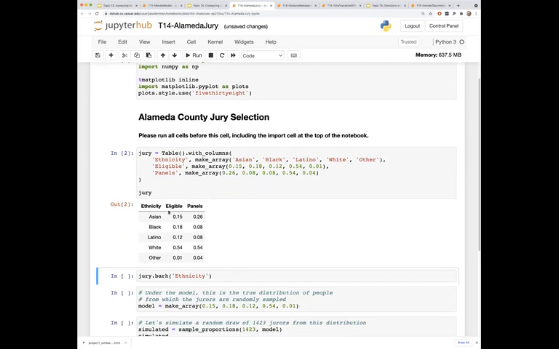The eligible column was the actual population-level demographics. These were basically the demographics of people who were eligible to be on these jury panels, and that breaks down to about 15% Asian, 18% Black, 12% Latino, 54% white, and other from there. Okay, and so this is the eligible population, and this is the distribution across all of these categories, right?